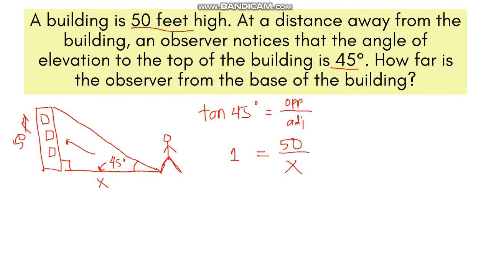So we have to solve for x. So x now is equal to 50. So just multiply x to 1. 50 feet. So therefore, the observer is 50 feet away from the base of the building.